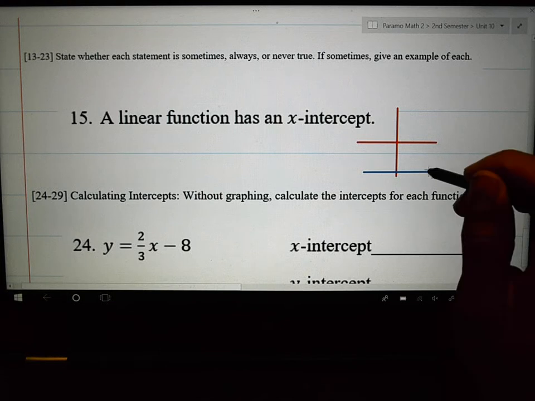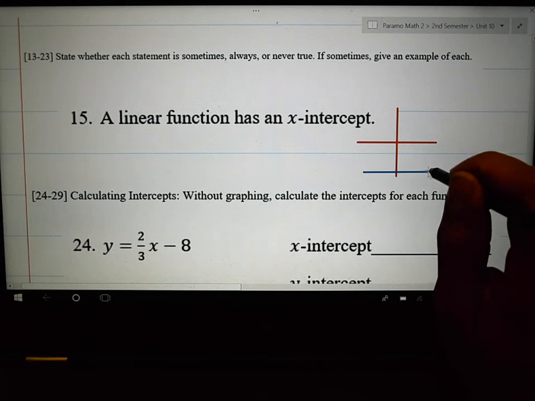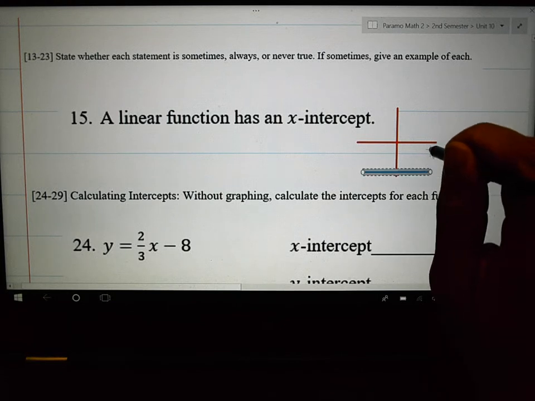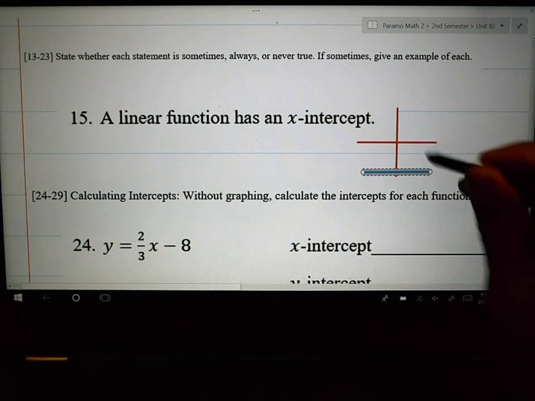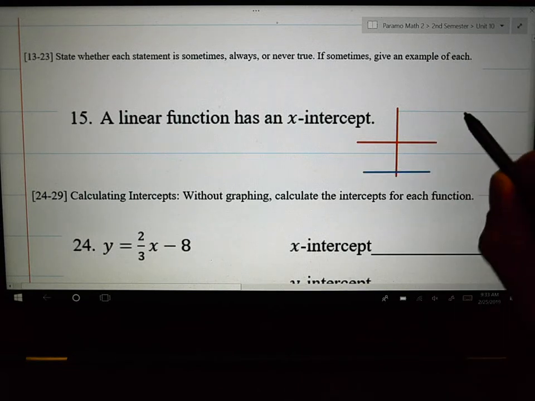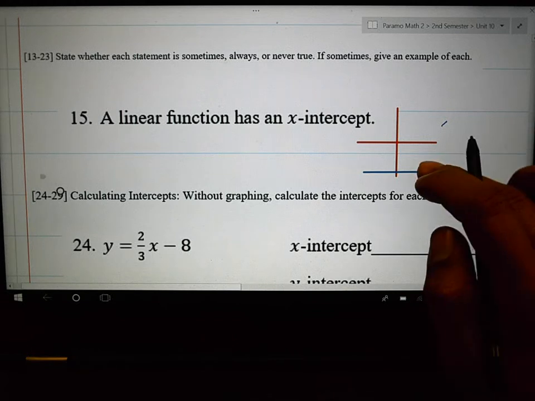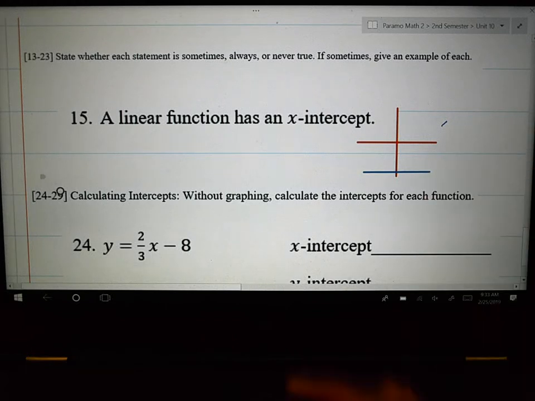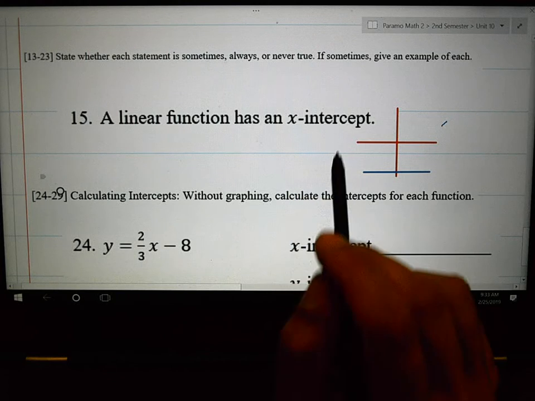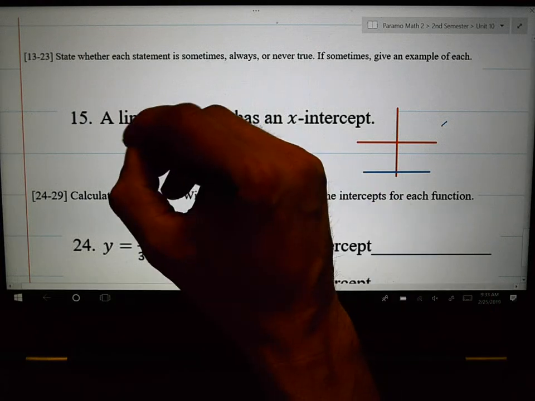Okay, so let's go back to, it's not letting me pick that. Well, anyways, a linear function has an x-intercept. It does sometimes. That's my answer. My answer is sometimes.